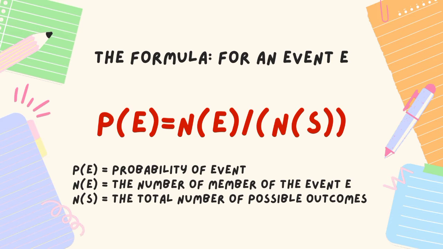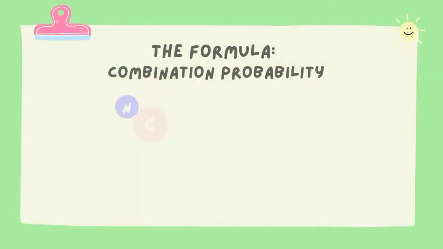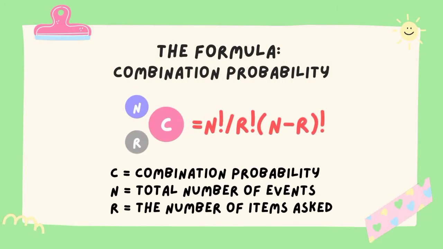While to find the total number of possible outcomes and the number of members of the event E from the previous formula, we will use the combination formula. The combination formula is n combination of r equals n factorial divided by r factorial times n minus r factorial, where C is the combination, n equals the total number of items, and r equals the number of items taken.